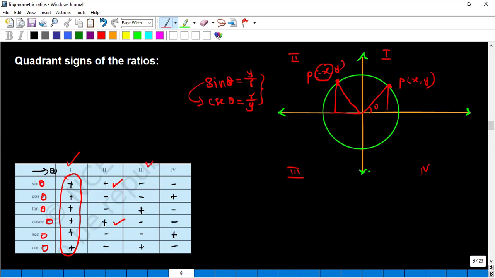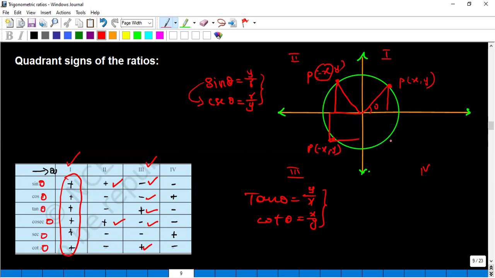Same like that in the third quadrant. If I take a point over here, the point is like P of minus x comma minus y. Wherever I have both variables, those two are positive, the remaining are negative, because minus minus will be cancelled. One is tan. Tan is nothing but y by x. Cot is nothing but x by y. Except these two, the remaining all are negative. Just observe.